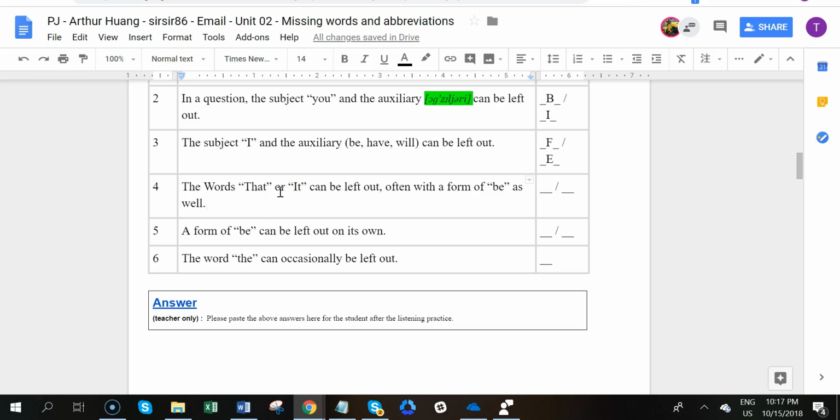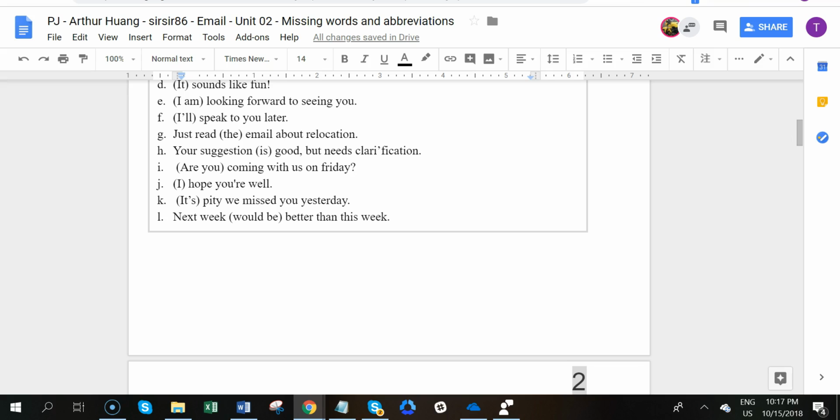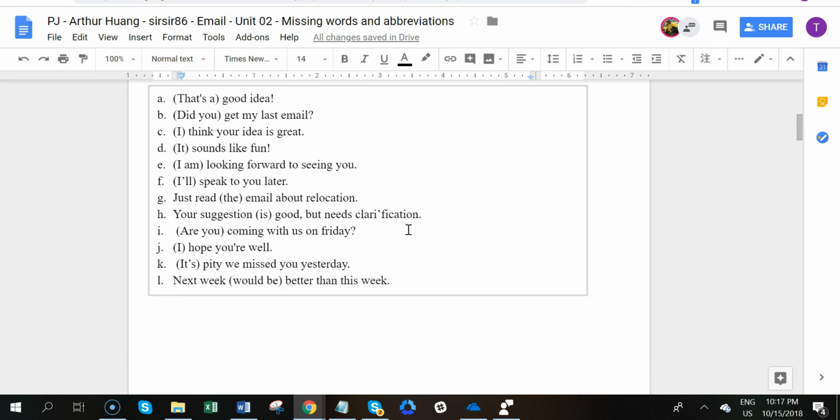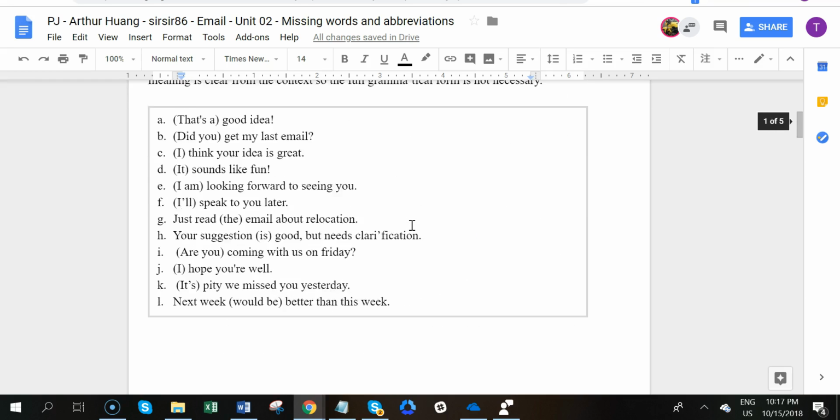Can you read it? The words that or it can be left out, often with a form of be as well. Okay. It. What do you think? B. We can leave out that and it.